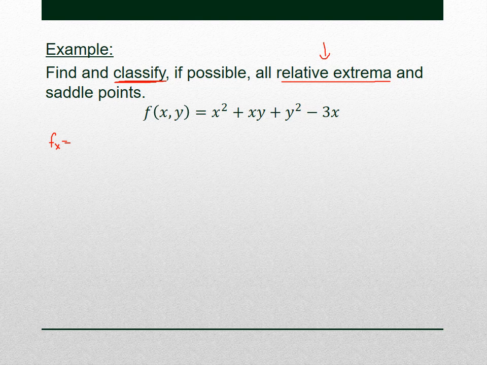Okay, so assuming you guys are okay with that, what's the partial with respect to x? Well, we get 2x plus y minus 3.